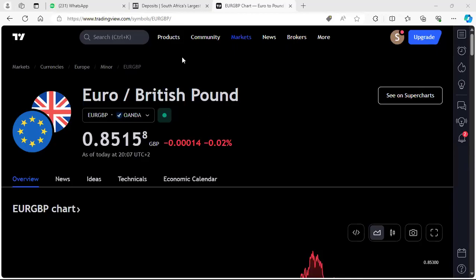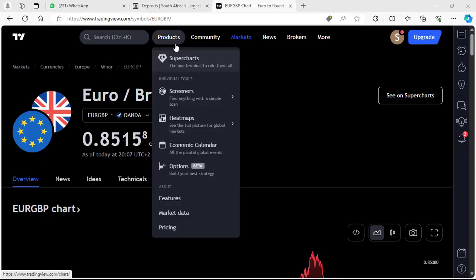To find your chart, you come on product. From product, you go to super chart. This is where you find the charts: product, super chart.